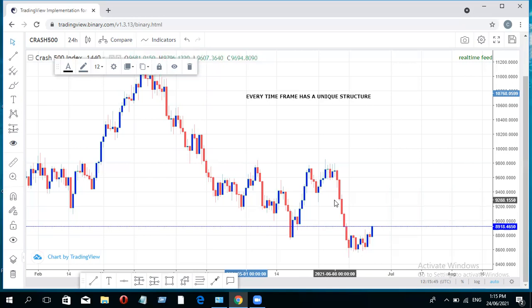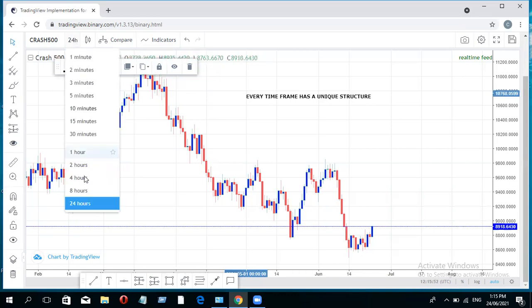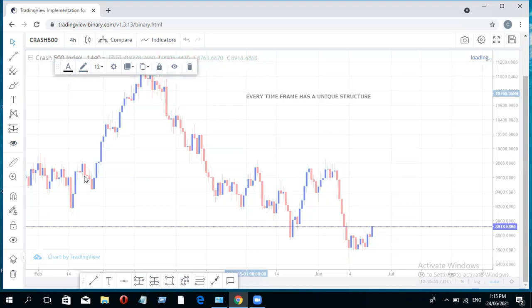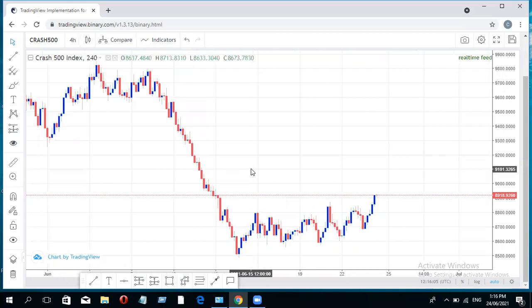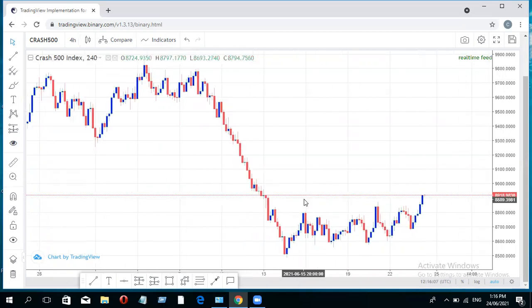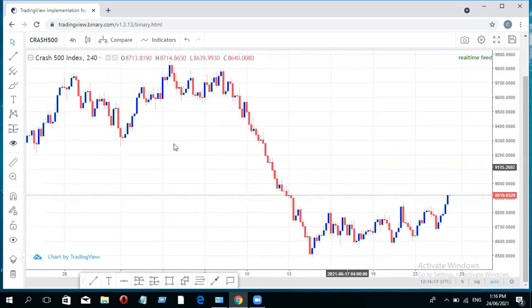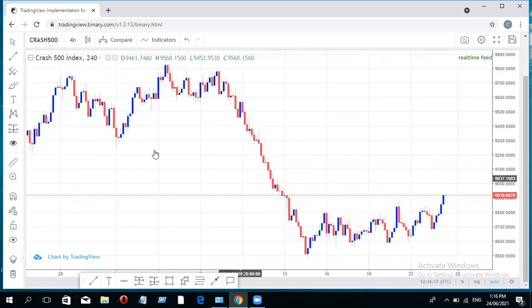For you to make entries in this kind of market, you have determined that yes, the market is bearish on the daily time frame. What do you do? You come to a smaller time frame to see what is actually happening for you to make your precise entries. Because if you want to use the daily to make your entries, you have to use a very large stop loss, and that may not be good for you at all.